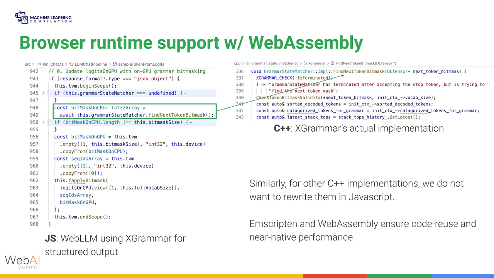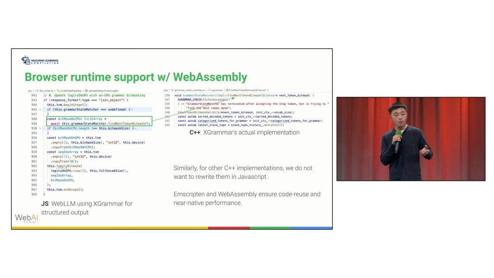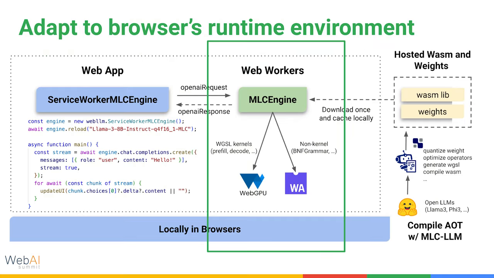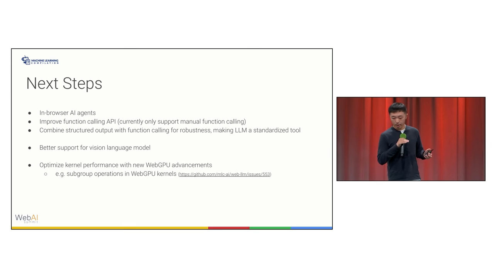And another example is how we support structured generation. We don't want to implement the entire XGrammar repository in JavaScript again. So in this case, we use Emscripten to compile the C++ code into WebAssembly, so that we can interact with XGrammar's API in JavaScript. So the benefit of using WebAssembly is twofold. One is that it maintains near native performance, but it also helps code reuse. And that is it for the architecture.